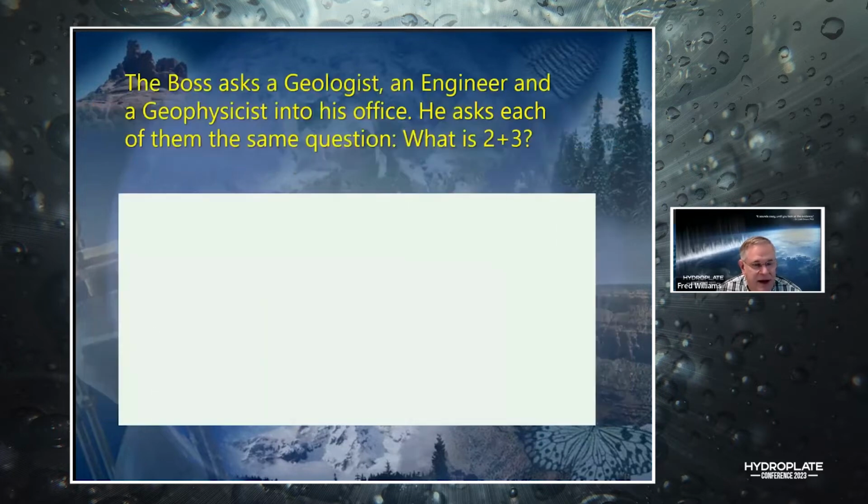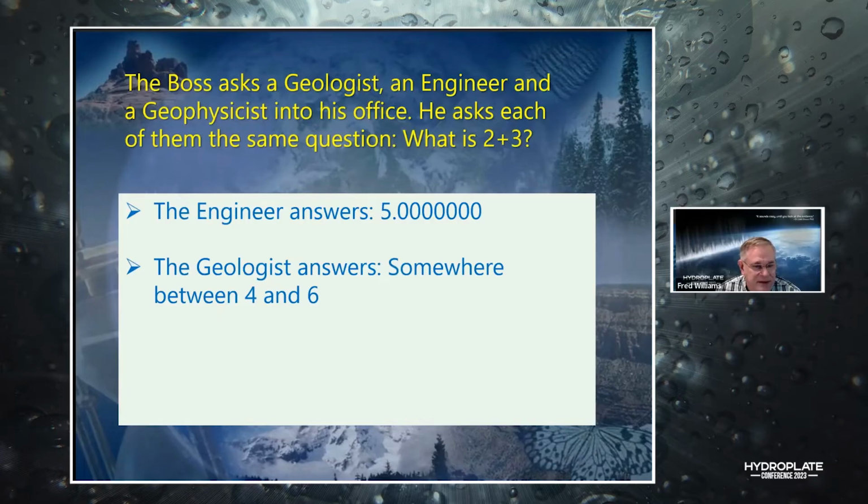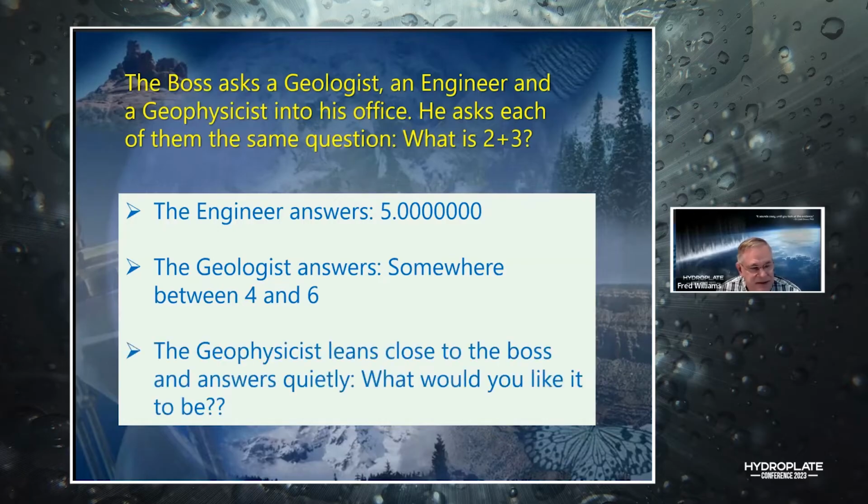So real quickly, I wanted to share this joke that I found on a geophysicist website. It comes from a geophysics professor at a college, and he asked this. The boss asked a geologist, an engineer, and a geophysicist into his office. He asked each of them the same question. What is 2 plus 3? The engineer answers 5.0000. The geologist answers somewhere between 4 and 6. And the geophysicist leans close to the boss and answers quietly, what would you like it to be? So it's interesting, geophysicists tell this joke themselves, and it does reveal the truth behind the difficulties in the world they live in.